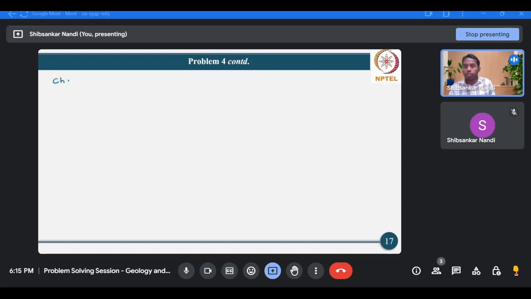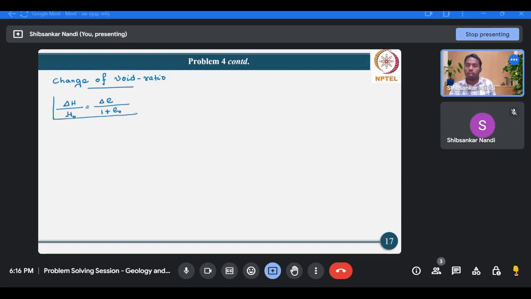So change of void ratio. You can go through the lecture content, then you can come across this method. As per this method, the change in void ratio can be expressed in this fashion, that is delta H by H naught equals delta E by 1 plus E naught.